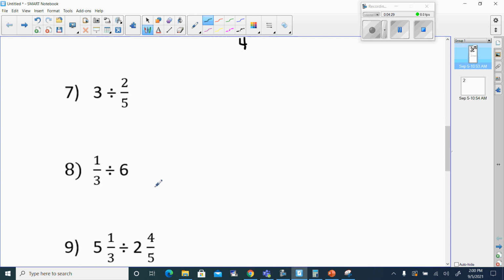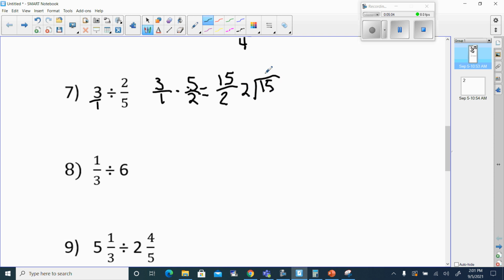All right, here is number 7. We got 3 divided by 2/5. I remember I can turn 3 into a fraction by putting a 1 underneath it. And now I use keep, change, flip again. This is going to be 3 over 1. We keep the first one the same. We change the division to multiplication, and we flip the second fraction. So it'd be 5 over 2. Now I realize I got 3 times 5, and that's 15. And I got 2 times 1, and that's 2. And remember, every fraction is a division problem. This is 15 divided by 2.